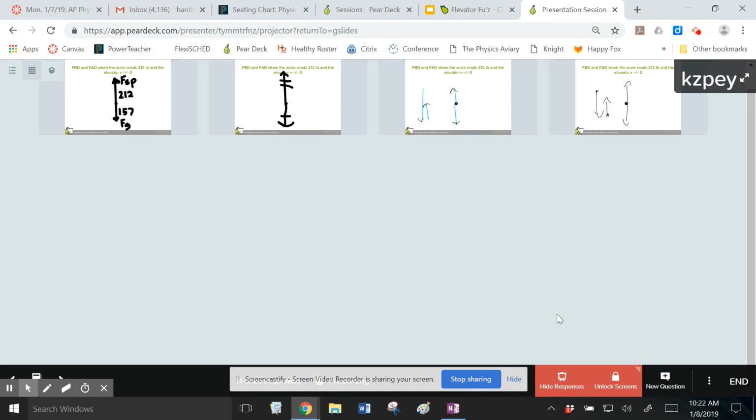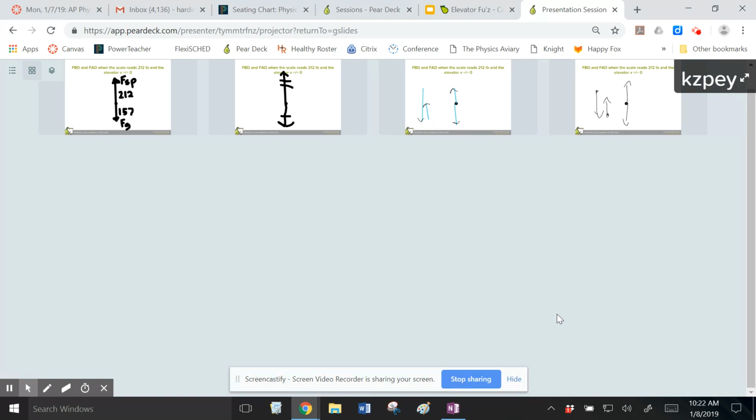Now it's kind of breaking down like this. We've got a number of people that have more force up than down, but we also have a number of people that have more force down than up. This thing wasn't moving, but now it's speeding up in the upward direction. The scale reading is now 212. So I need you to chat with your neighbor about that a little bit.